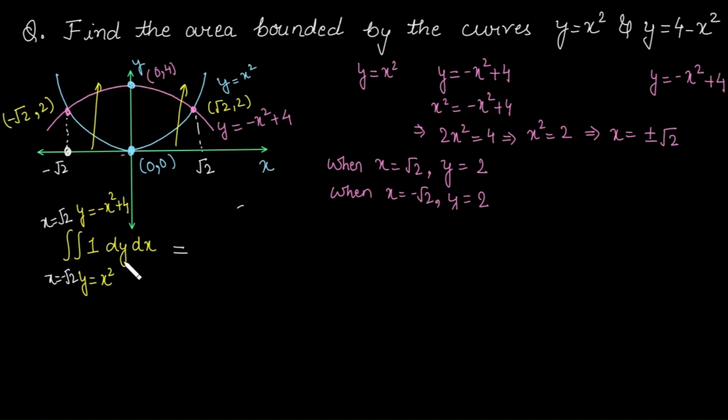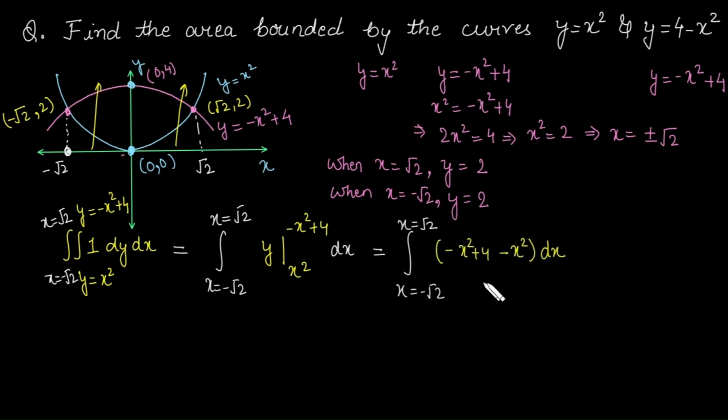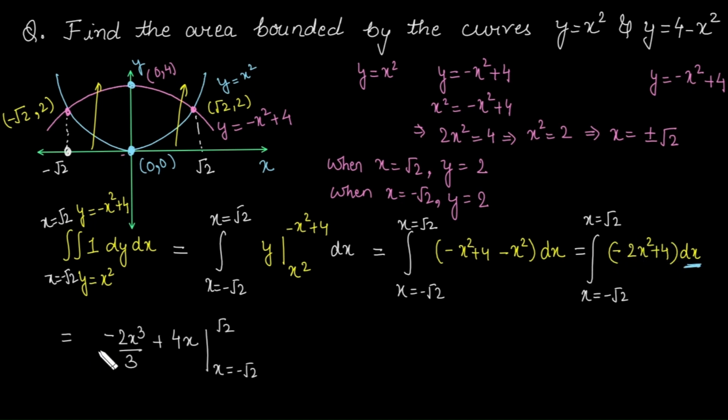Now first take the integration with respect to y. The lower limit is x², the upper limit is -x² + 4, and the rest of the things are as they are. Substitute upper limit minus lower limit, that is equal to this. After that, simplify this: it is -2x² and +4 as it is. Then take integration with respect to x. When you take its integration with respect to x, we have -2x³/3 + 4x. Then substitute upper limit minus lower limit. You have the answer as 16√2/3 in this case.